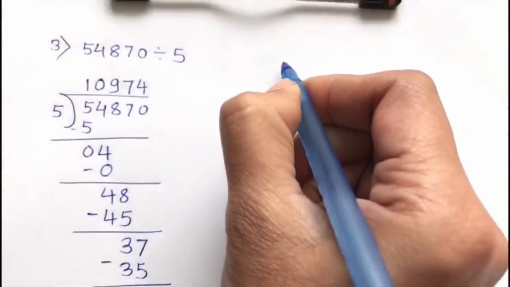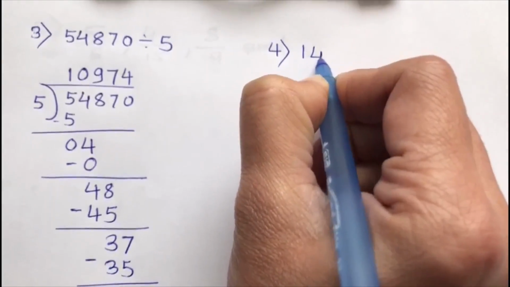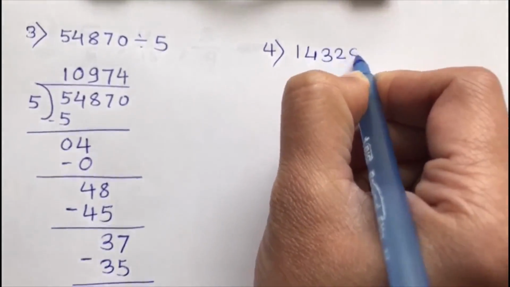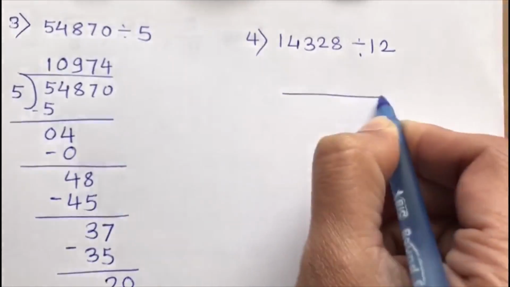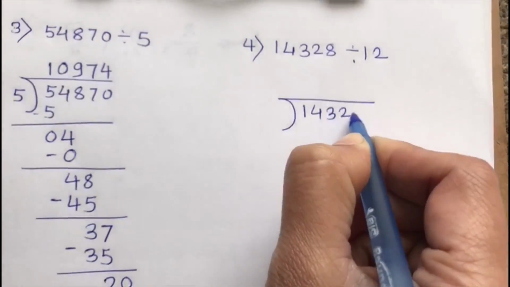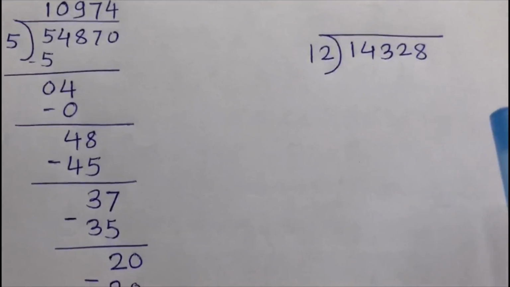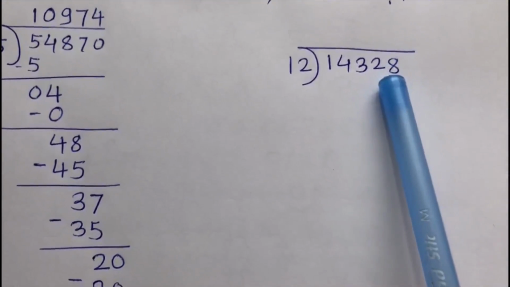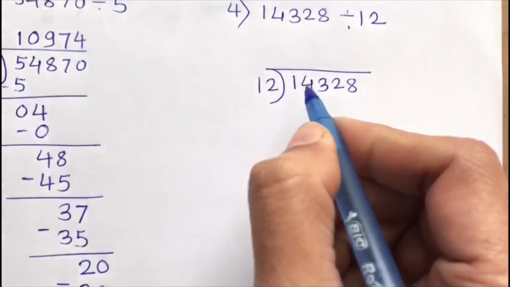Now the next example is 14,328 divided by 12. Write this example in this format. We should write this dividend beneath this line. Now divide this number by 12.